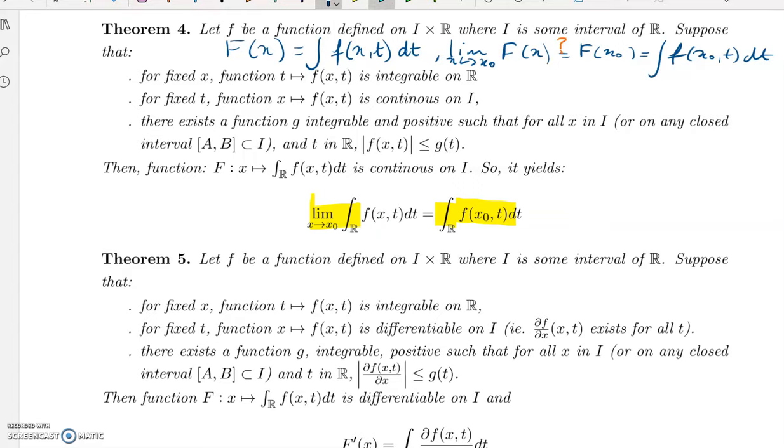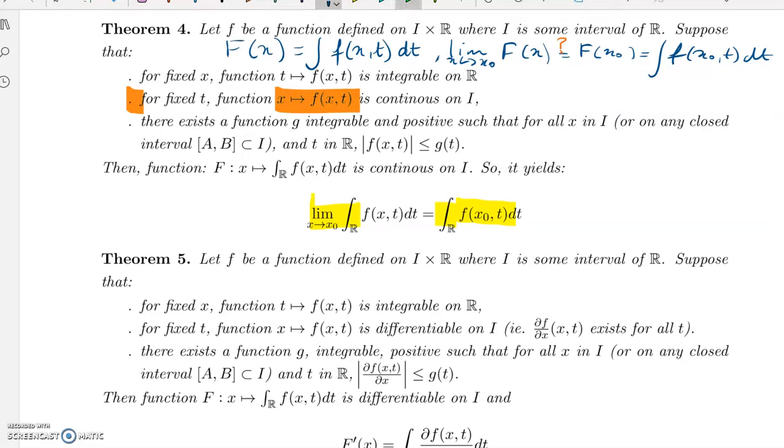Let's see what we need here. So we've got three hypotheses. Two of them are more or less easy to check, and the third one, if you remember, concerns this dominating function. It's a bit harder to check, but let's have a look at this. All right, so maybe we should begin by this second hypothesis, which just tells you that you need the function to be continuous in x.